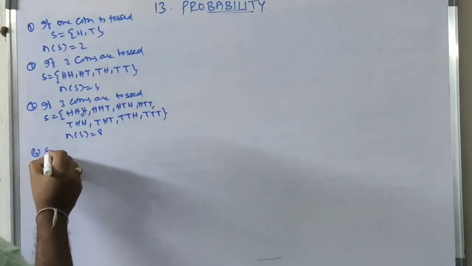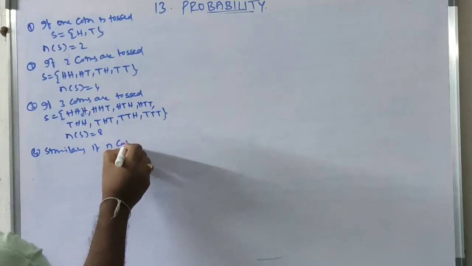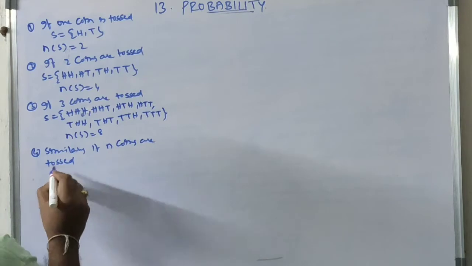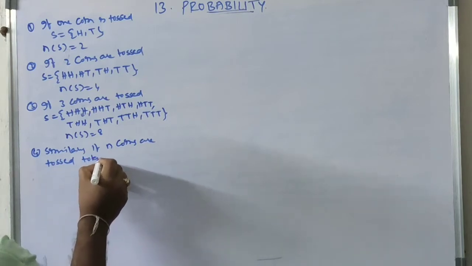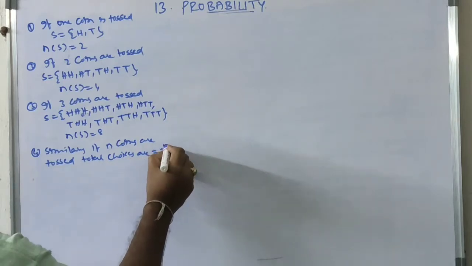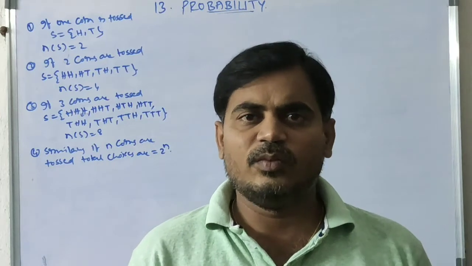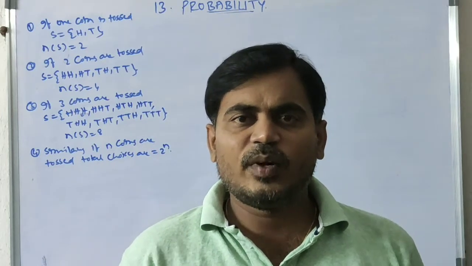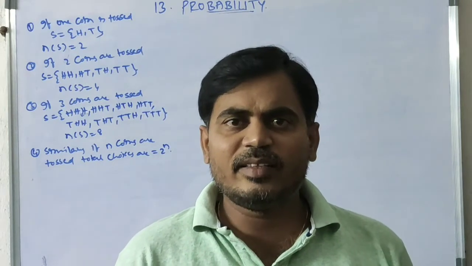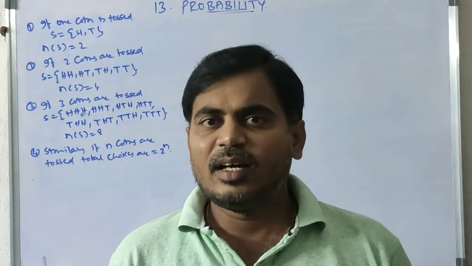Similarly, if n coins are tossed, total choices are equal to 2 power n. So if one coin is tossed, 2 power 1, 2. 2 coins are tossed, 2 square, 4. 5 coins are tossed, 2 power 5, 32. 10 coins, 2 power 10. Similarly, n coins are tossed, 2 power n.